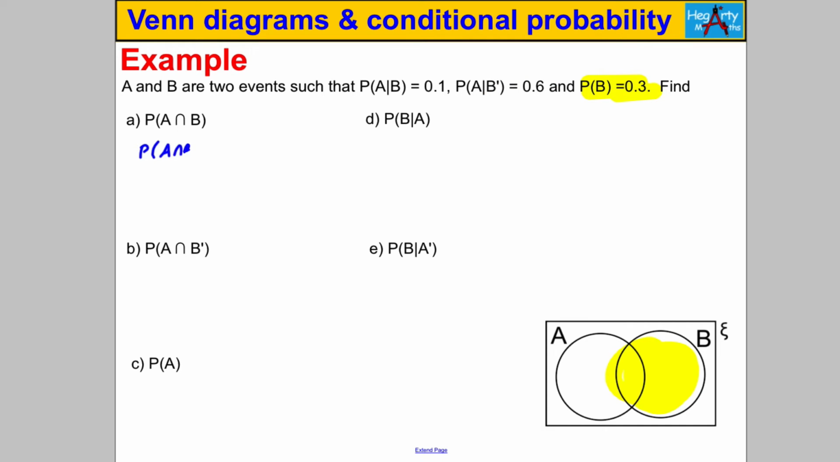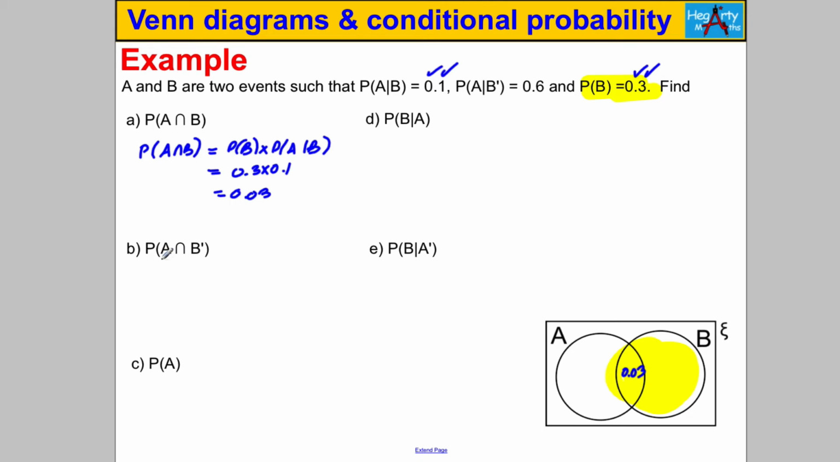So let's use the conditional probability formula we know. We should know that this is the probability of B multiplied by the probability of A given B. And we've got those two pieces of information here and here. So we just multiply 0.3 by 0.1 and we have our answer, 0.03. And we can put that into our Venn diagram as we go along.